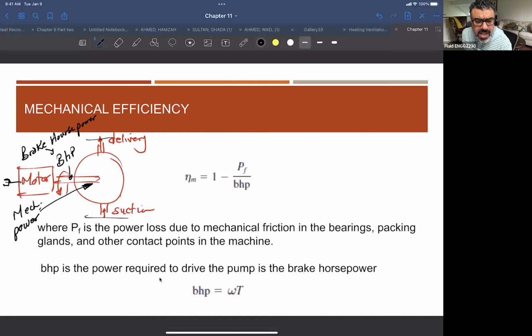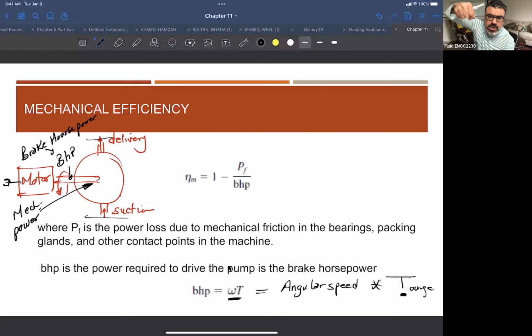This brake horsepower is converted to power as angular speed times torque. The torque is what is pushing the shaft to rotate. It is force and radius of this shaft. This torque rotates the shaft at a certain angular speed. So angular speed times torque will give you the power, which is the brake horsepower.